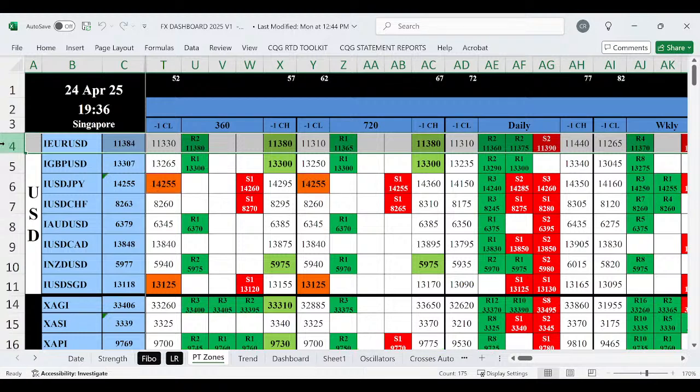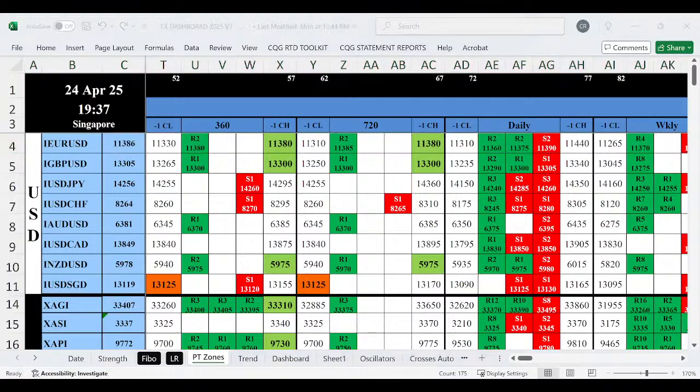So let's see on the euro. So we have 360 and 720, which is up. Daily we need to see the price turning down before SR1. Okay, so let's see what is SR1.